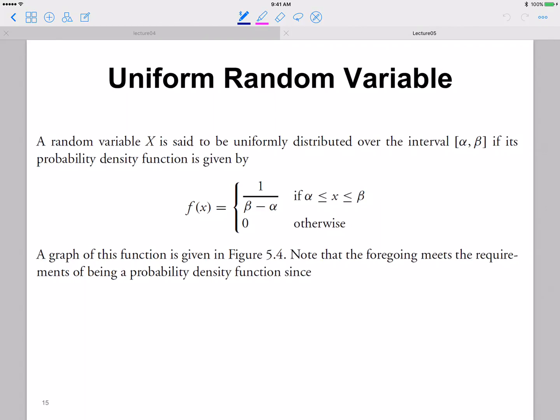Okay, then the next one is a uniform random variable, and the uniform random variable is a really easy one. So we are given a particular interval, and the probability within that interval will always be the same. So if alpha was 3 and beta was 5, then we have equal probability within this range.